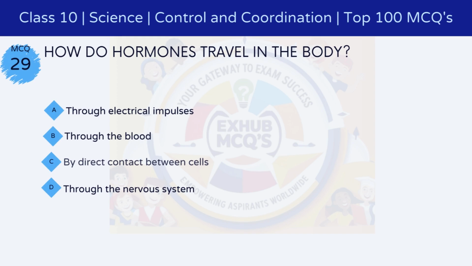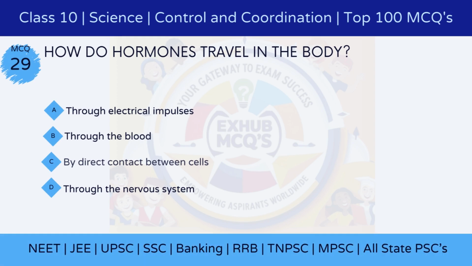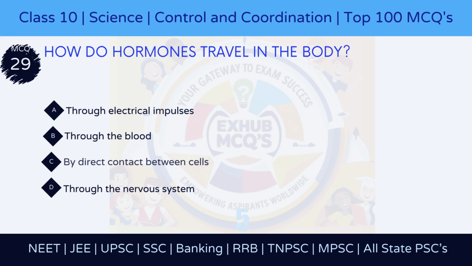MCQ 29. How do hormones travel in the body? Option A, through electrical impulses. Option B, through the blood. Option C, by direct contact between cells. Option D, through the nervous system.